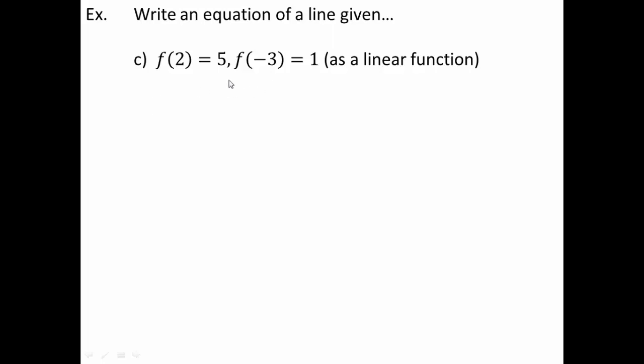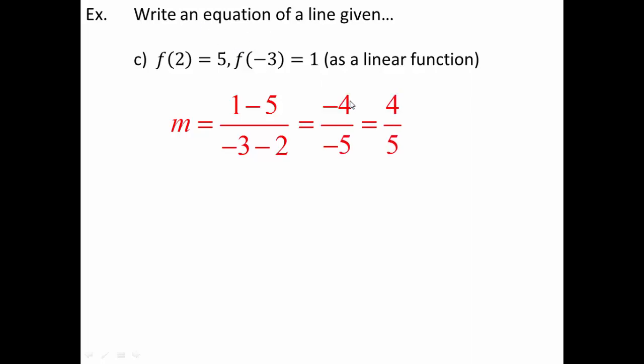Now notice the coordinates are presented a little bit differently. They're presented using function notation. That's no problem. They are still coordinates. Remember, this says f of x, so the x value is 2, and f of x is another way of saying y, so the y value is 5. So I have the coordinates (2, 5) and (-3, 1). y2 minus y1, x2 minus x1: 1 minus 5, negative 3 minus 2. So double negative is a positive. I have a slope of 4/5.